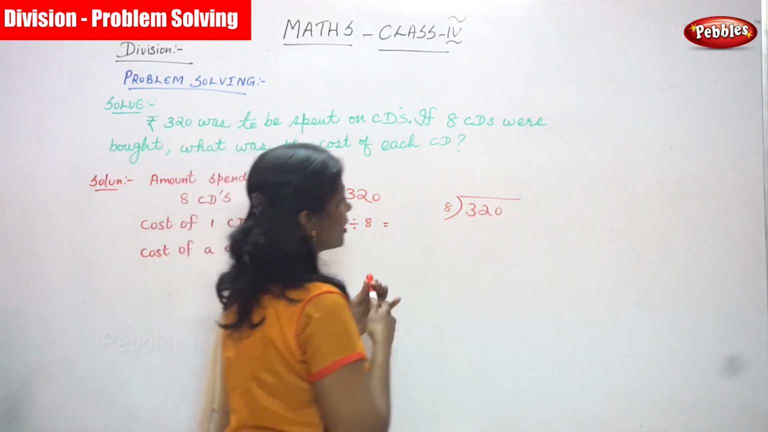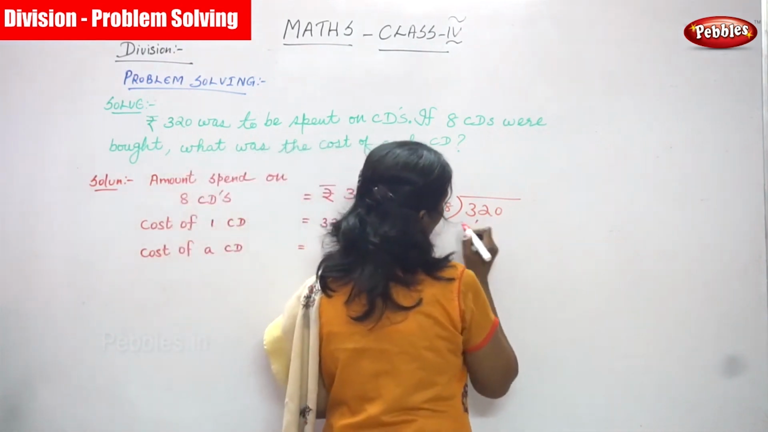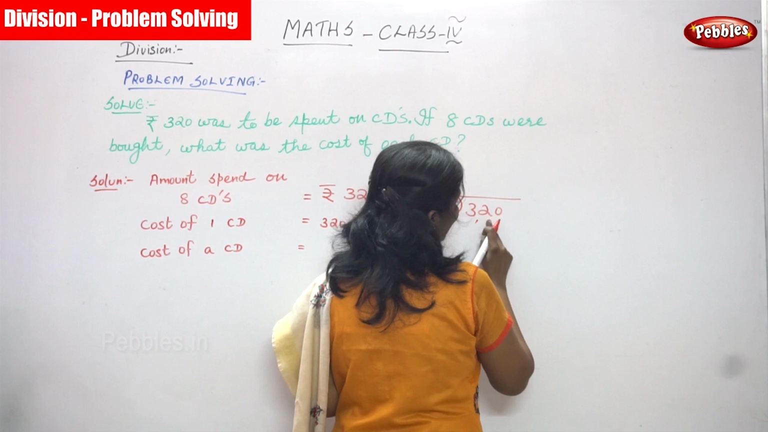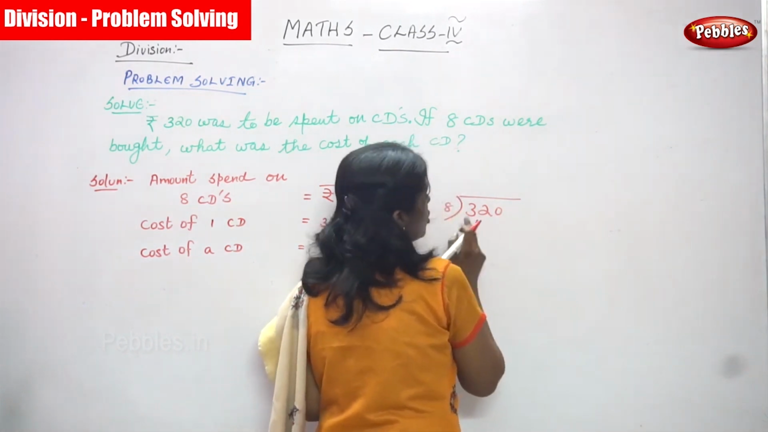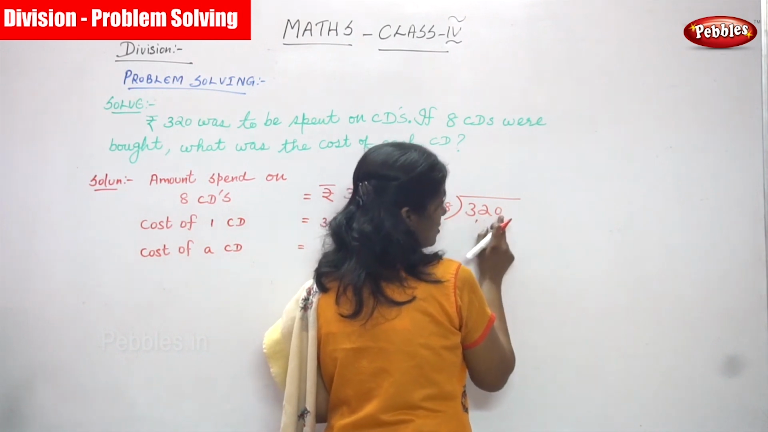So what are you going to do? First you have to compare 3 and 8. This one is a single digit. This is a 3 digit number. So this is hundreds, this is tens and this is ones.